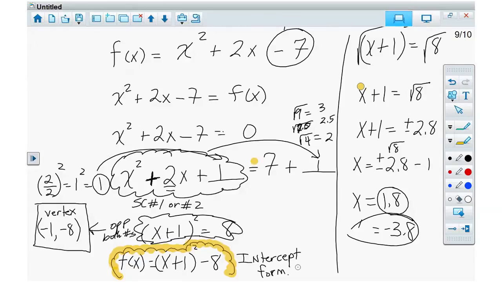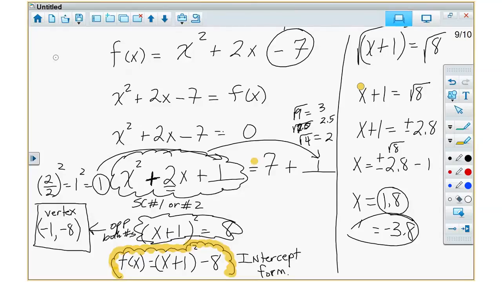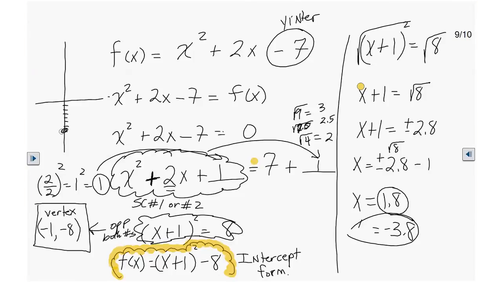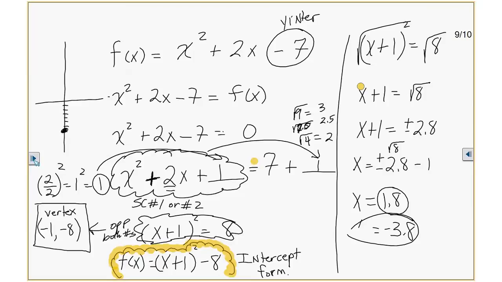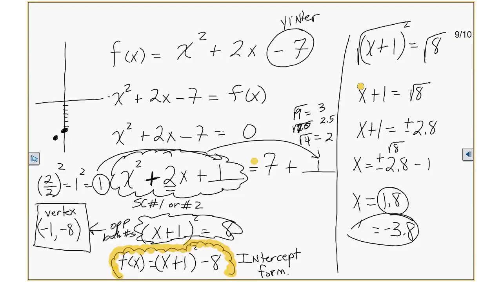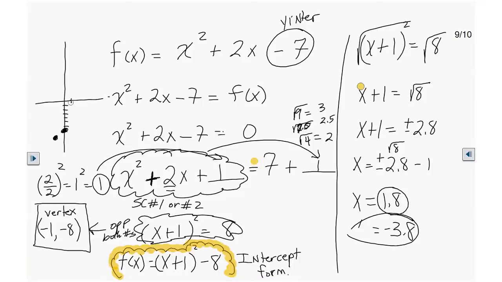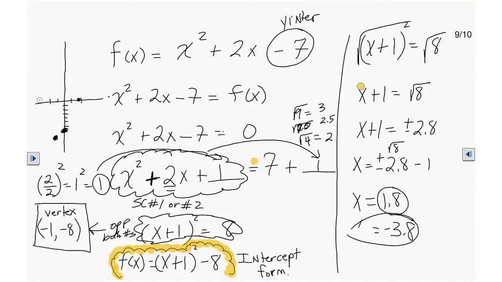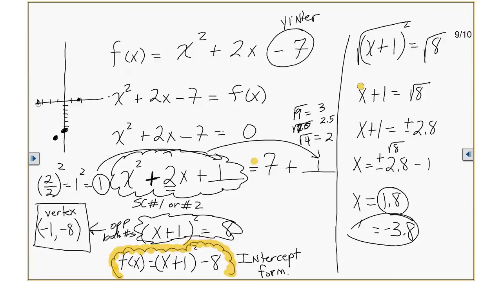So here we go. It should only take you like 45 seconds. -7. 1, 2, 3, 4, 5, 6, 7. There's your y-intercept. -1, -8. There's your vertex. Positive 1.8. 1, 2, 1.8 right there. And negative 1, 2, 3, 4. What does it look like?